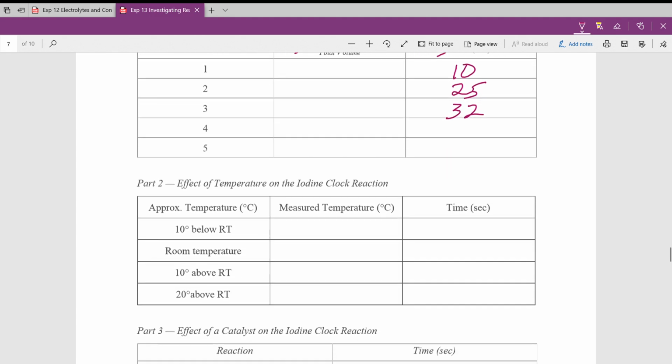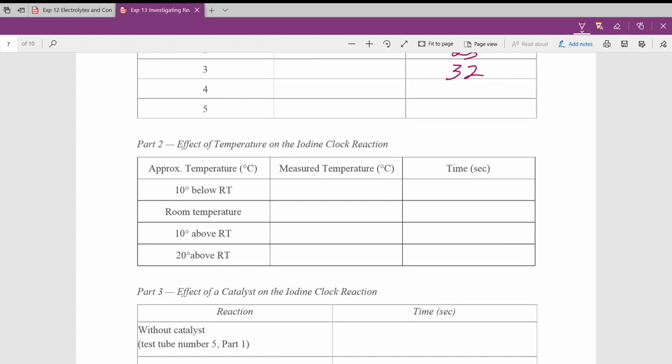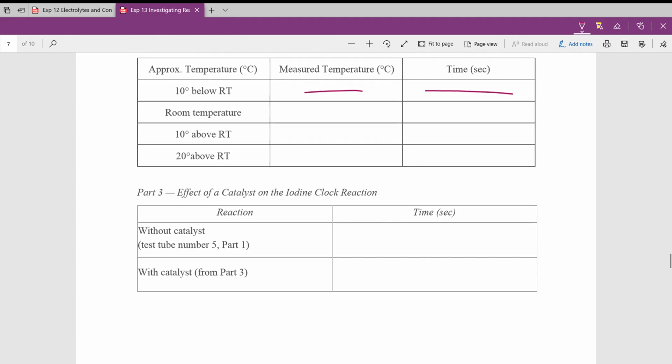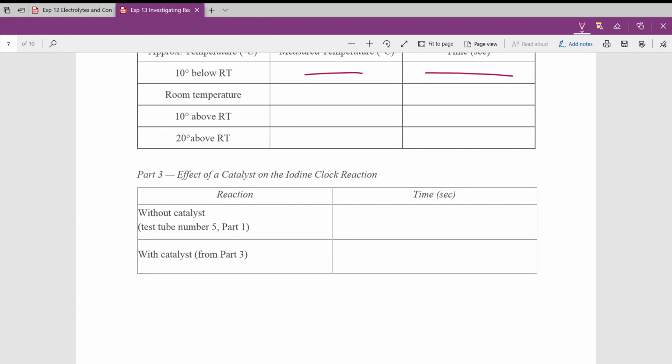Okay. And then they're going to do the same thing here. We're going to write down the temperature in there, and then again, how long this reaction takes. It's pretty obvious when the reaction is over. It goes from clear to dark blue. Okay. And then we're doing it again with and without catalyst. And all we're doing in any of these is measuring how long a reaction takes.